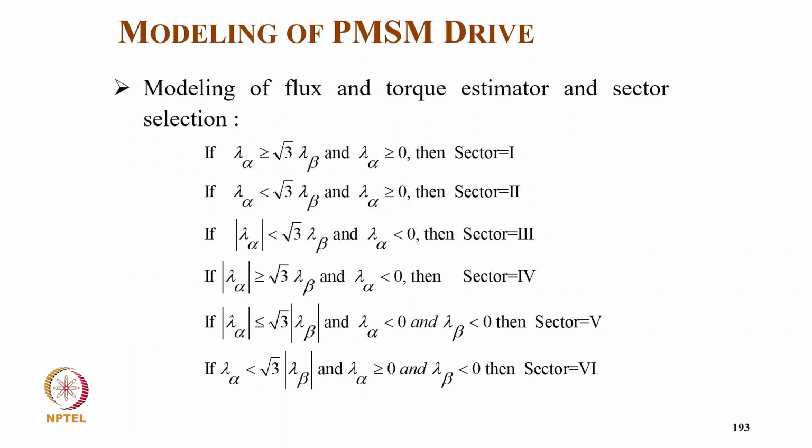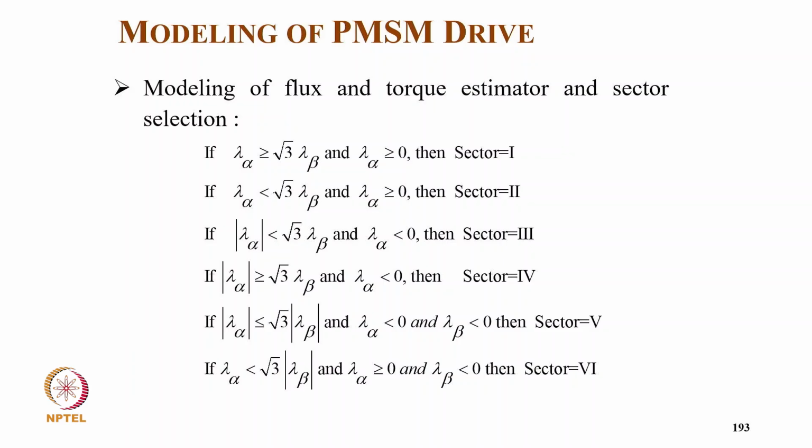So modeling of the flux and torque estimator for sector selection: if lambda alpha is greater than root 3 lambda beta and lambda alpha is greater than 0, then sector 1. If lambda alpha is less than root 3 lambda beta and lambda alpha is greater than 0, then sector 2.